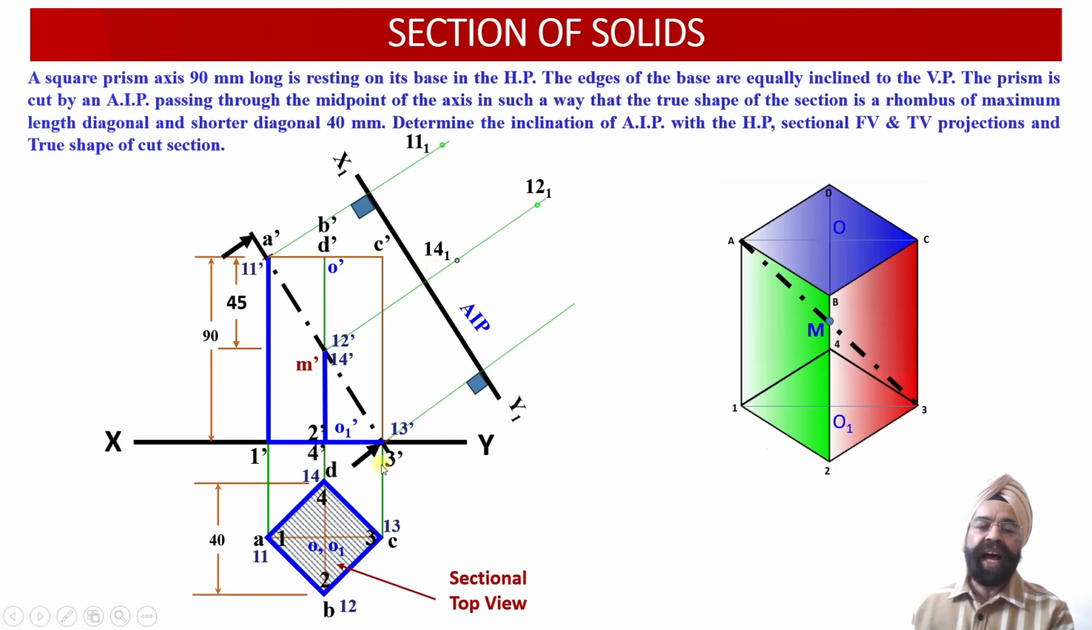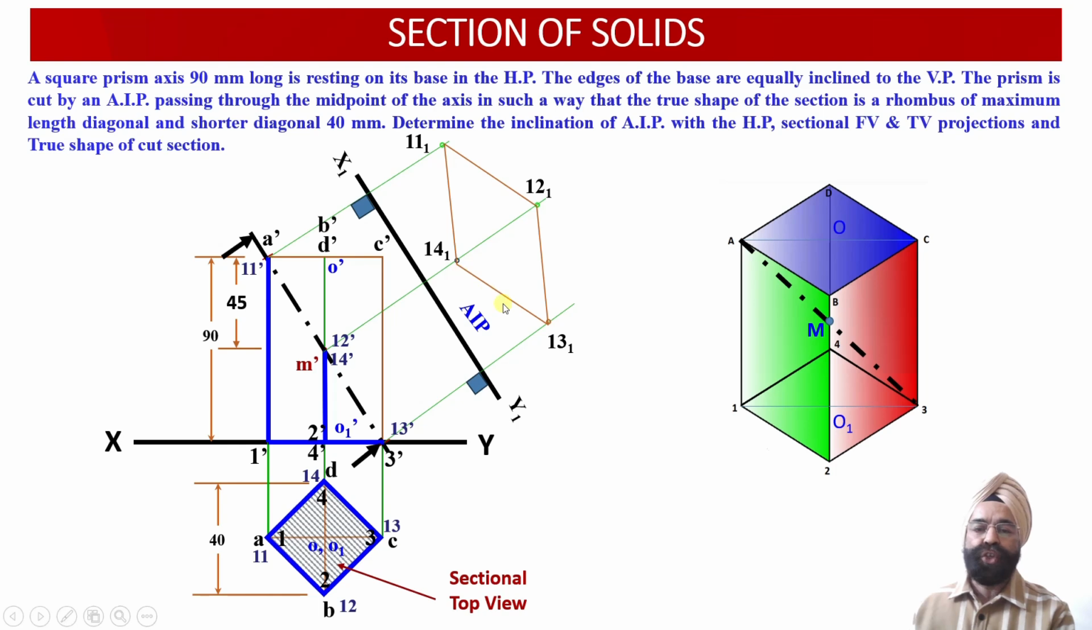And finally, the last point available over here corresponding to the section surface is point 13. So corresponding to point 13, we have measured the distance between point 13 and the XY reference plane. Corresponding to point 13 dash of the elevation, this is the projector line. So onto this projector line, the same distance of point 13 from the XY reference line will be marked ahead of the plane x1 y1 over here. So the point 13 1 has been obtained in the auxiliary plan view projection over here.